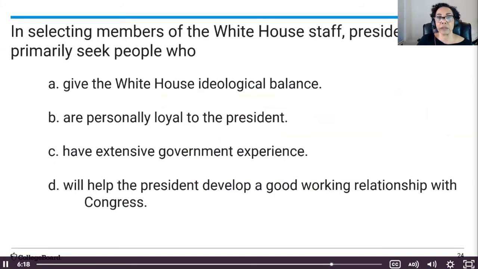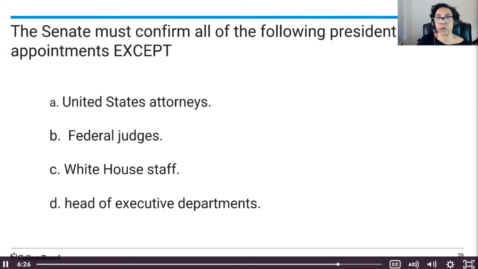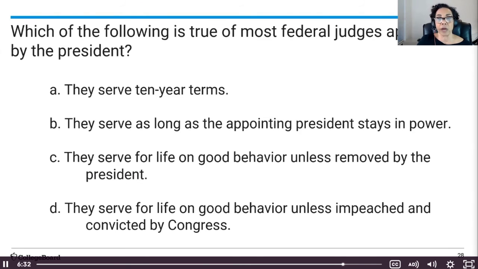In selecting members of the White House staff, we've got some multiple choice questions here. They're going to have a personal loyalty to the president. The Senate must confirm all of the following presidential appointments except the White House staff, which is true of most. Federally appointed federal judges appointed by the president, they're going to serve for life unless they get impeached and convicted or removed by Congress.